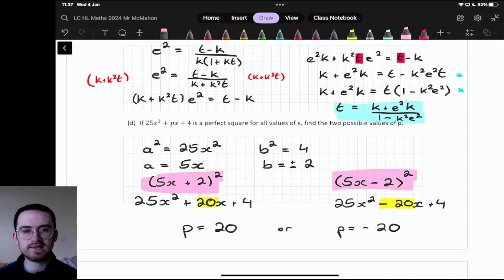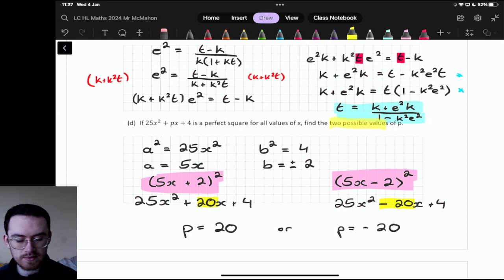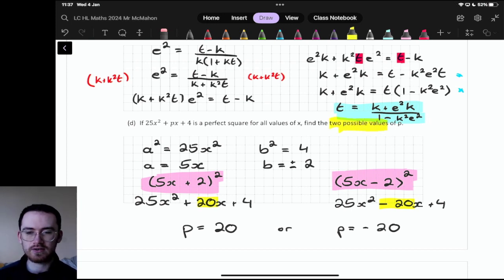And then in doing that, that's how we come up with the two possible values of p. So that was the key thing there, I suppose, was the two possible values as well. Some people were coming up with maybe one value, so it was finding both of those values for that question.